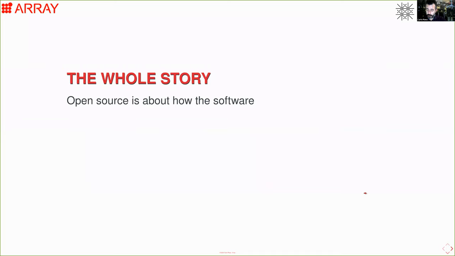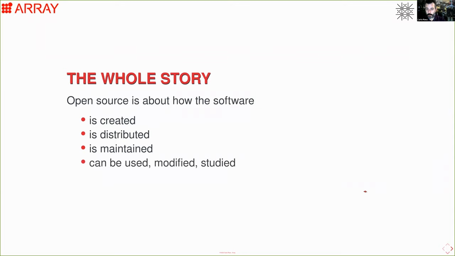Actually, open source is about how the software is created, for sure, because sometimes it's created by a community, but that's not necessary. There is open source which has been created by one single company or even by a single person. It's about the conditions under which it is distributed, how it is maintained, and how and to what extent it can be used, modified, and studied.